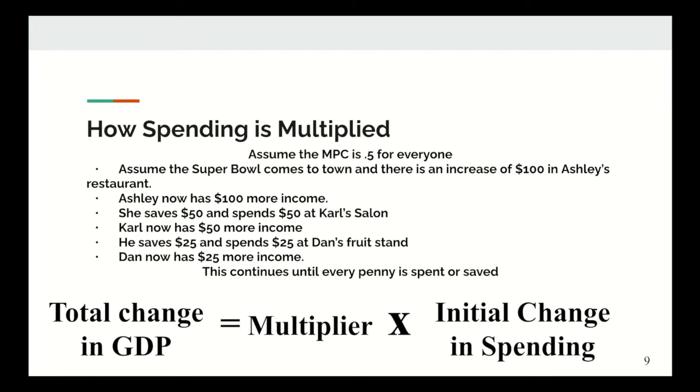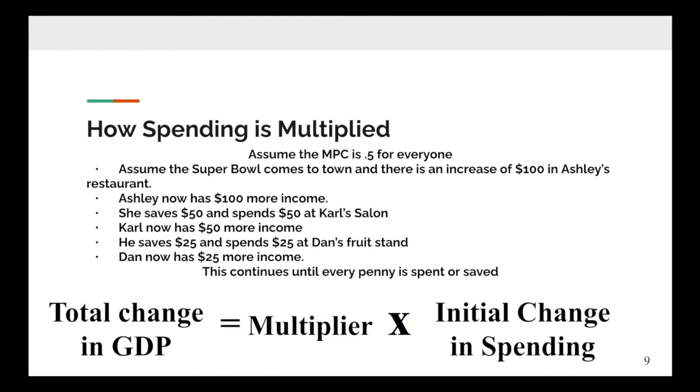Assume the MPC is 0.5 for everybody. That means out of every dollar that people earn, they're spending 50 cents and they are saving 50 cents. Assume the Super Bowl comes to town and there's an increase of $100 in Ashley's restaurant. She now has $100 extra that she didn't used to have because people came in and bought stuff and paid. Ashley now has $100 more income. She's going to save $50 and spend $50.